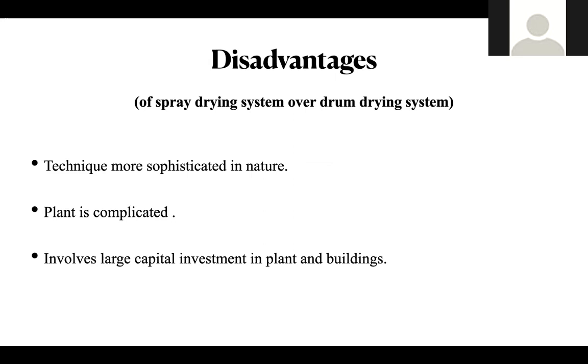Then comes the disadvantages of the spray drying technique over the drum drying technique. Now, the spray drying technique is more sophisticated in nature because instrumental parts like nozzles, swirl nozzles, compressed air creators, high pressure bearing valves, all these things are required for carrying out spray drying system. So, since technically more sophisticated equipments are required, hence these techniques are sophisticated. Okay. Now, since the instruments are sophisticated, hence the plant is also complicated. Okay. Because it is a setup which needs to be maintained.